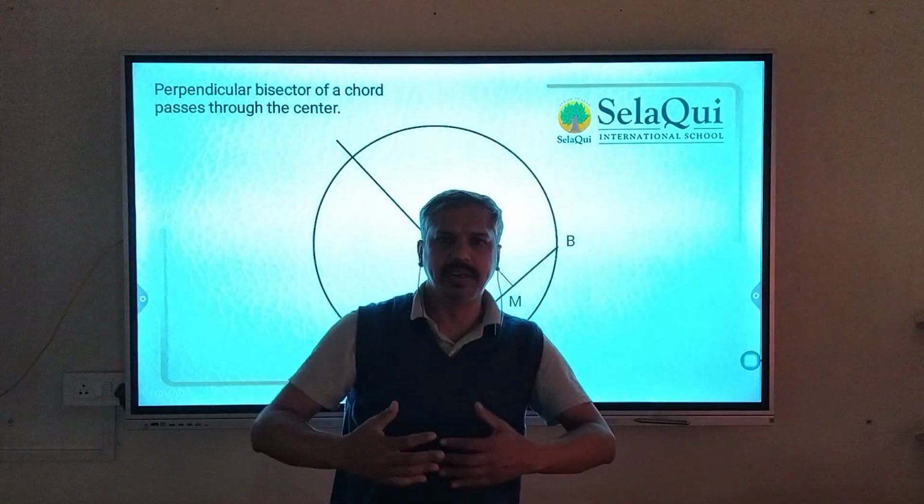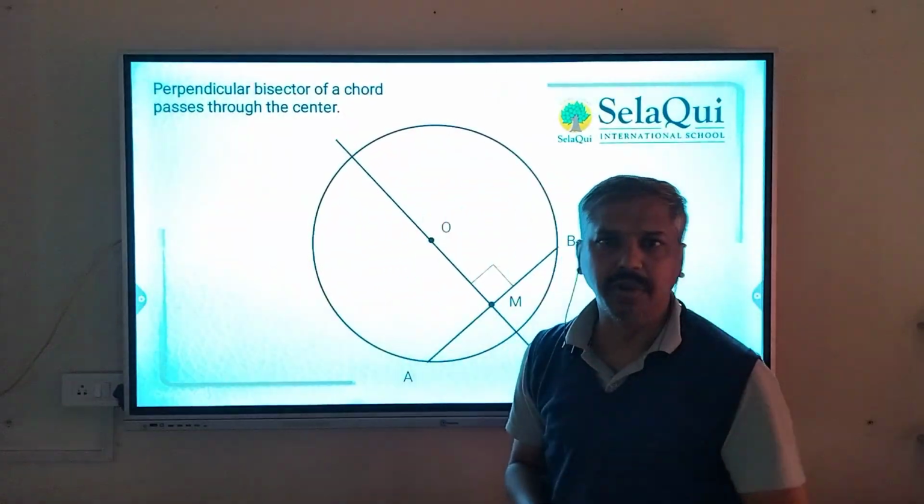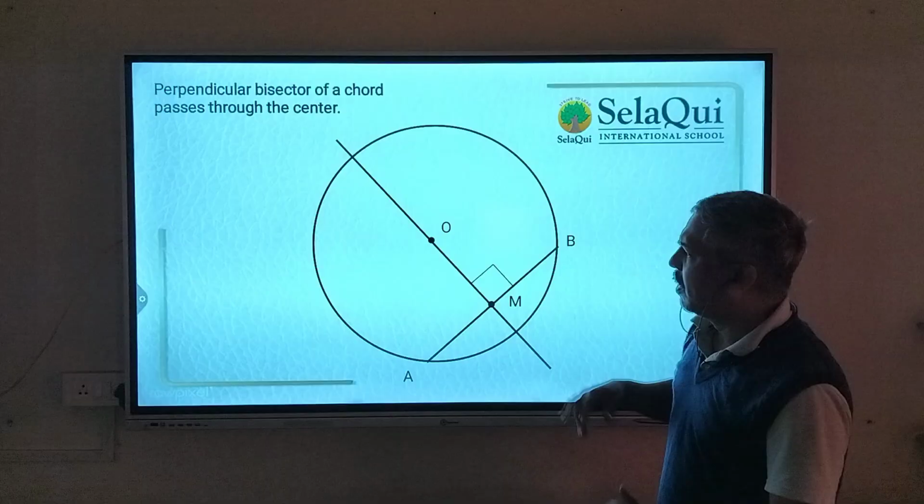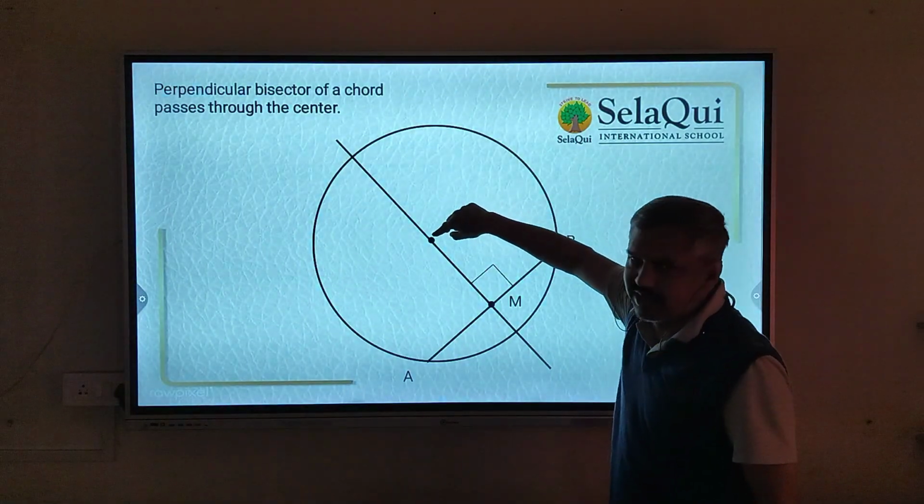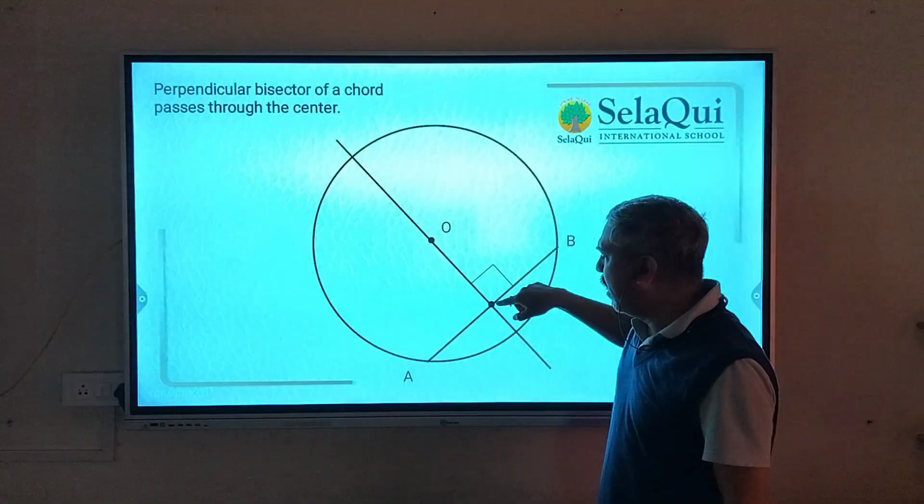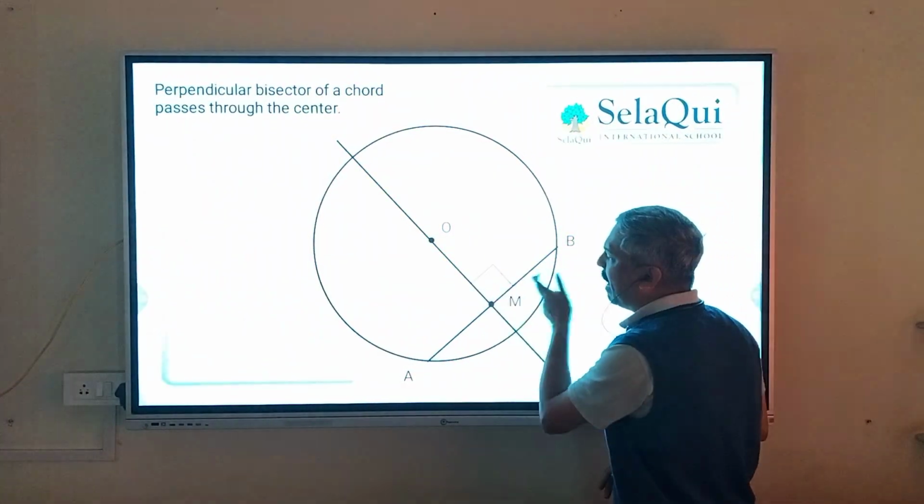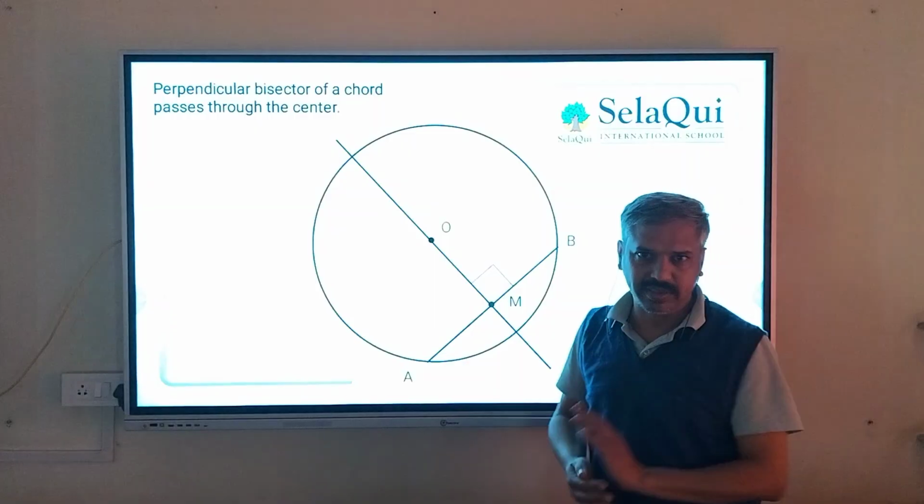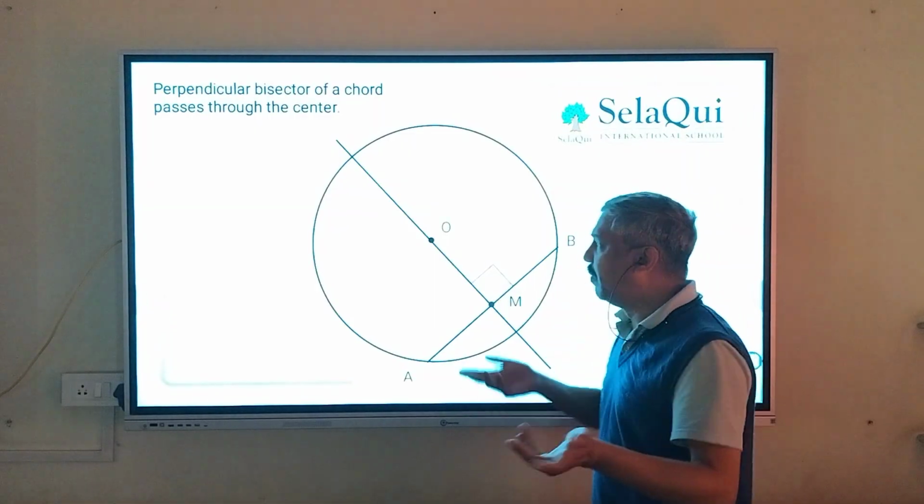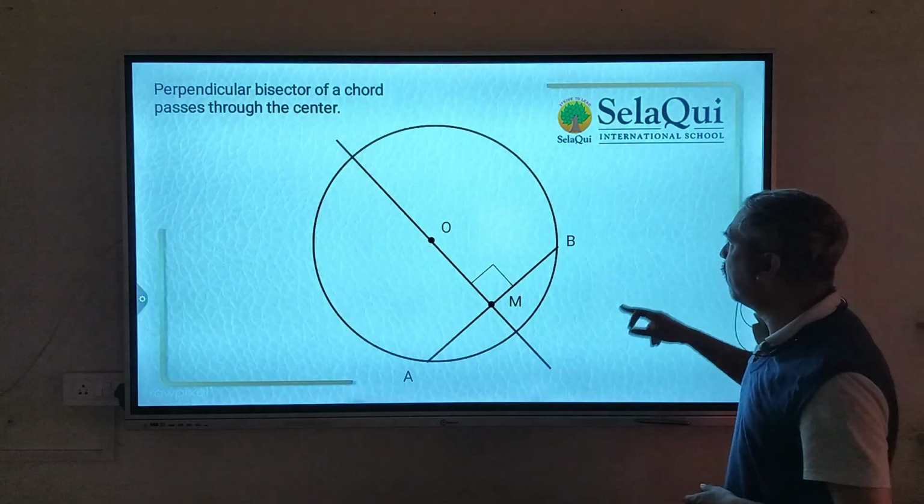The opposite, the vice versa, or the converse of this is also true. That if from the center of the circle, I draw a perpendicular on any chord, then that perpendicular will bisect the chord into two equal parts. So we can use these theorems to solve some problems.